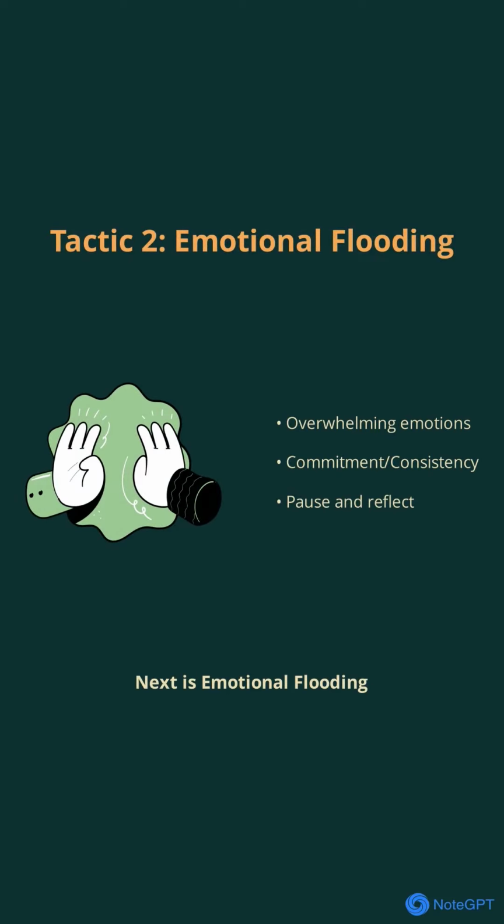Next is emotional flooding. Manipulators overwhelm you with a surge of emotions: anger, sadness, or urgency, making it hard to think clearly. Imagine a rising wave threatening to drown your rational mind. The psychological principle here is commitment consistency. Once you start responding, you feel compelled to keep going. The countermeasure: hit the pause button. Take a breath, step back, and give yourself space to process. This simple act can break the cycle and restore your clarity.